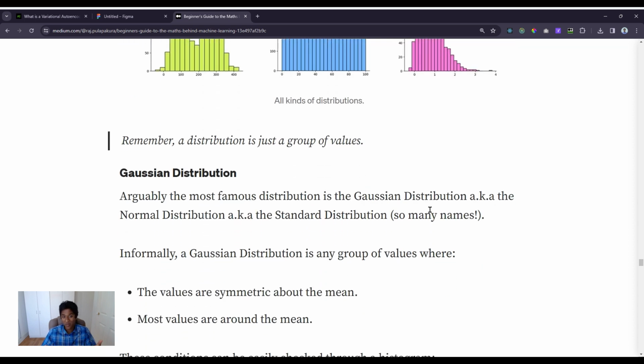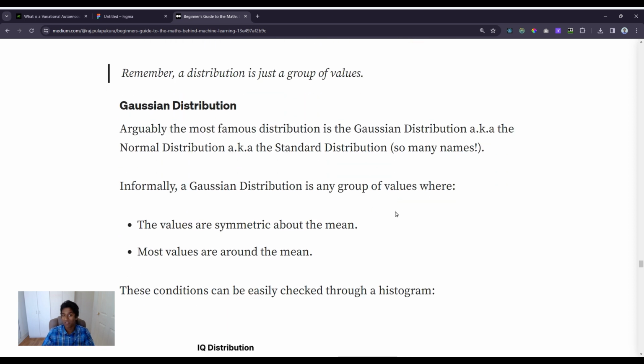And remember, a distribution is just a group of values. Now, there's a special type of distribution called the Gaussian distribution, and it's arguably one of the most famous distributions. It also has a couple of names, so you might hear it as the Gaussian distribution, the normal distribution, the standard distribution, and I'm pretty sure there are other names. But informally, a Gaussian distribution is any group of values where the values are symmetric about the mean, and most values are around the mean.